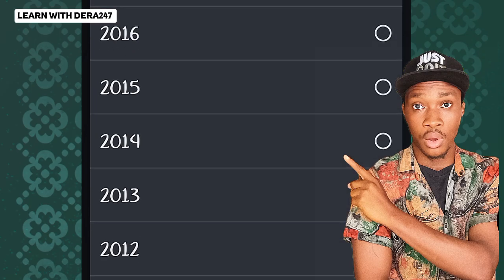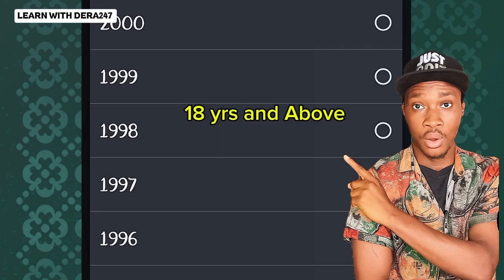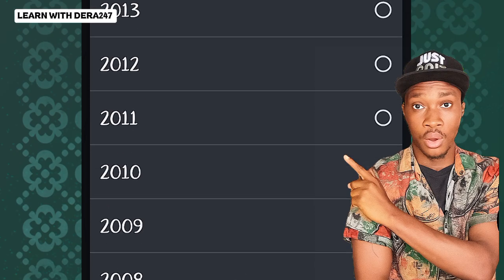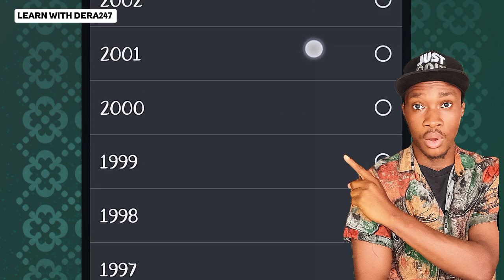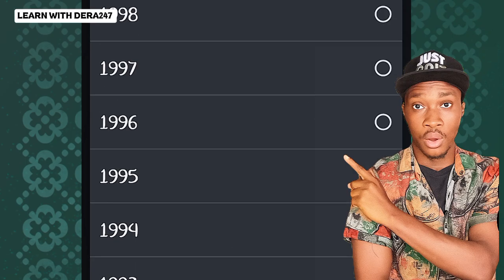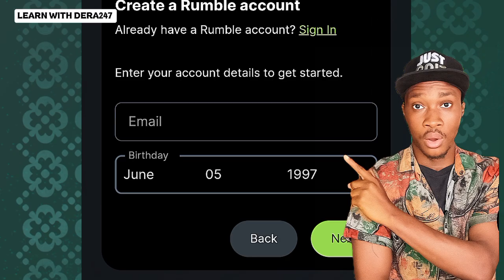Like I said in my previous video, for you to open a Rumble account, you must be up to 18 years. If you are less than 18 years, you cannot open a Rumble account. So if you are less than 18 years, it should be from 2003 or something. But if you want to be above 18 years, you are above 18 years. Let's say you were born in 1997. You click on 1997, then come over here and put your email.